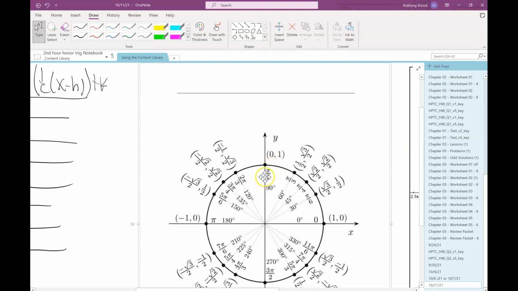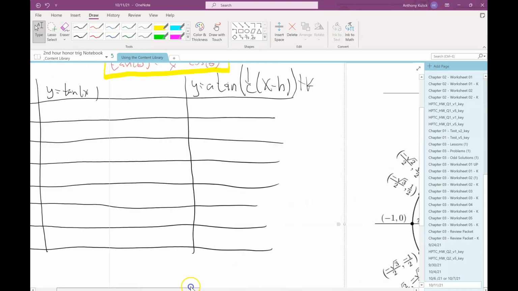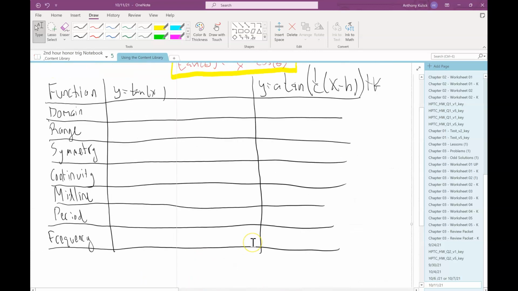So it's going to happen at pi over 2. It's going to happen at 3 pi over 2. It would happen again at 5 pi over 2. And at 7 pi over 2, and every pi units from there, right? So pi over 2, 3 pi over 2, 5 pi over 2, 7 pi over 2, all throughout.